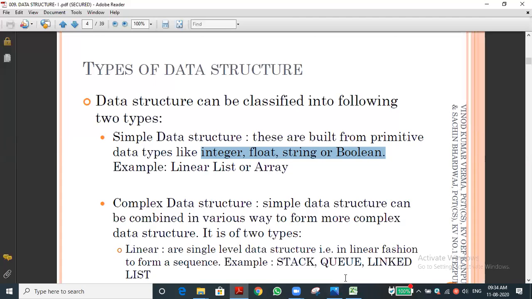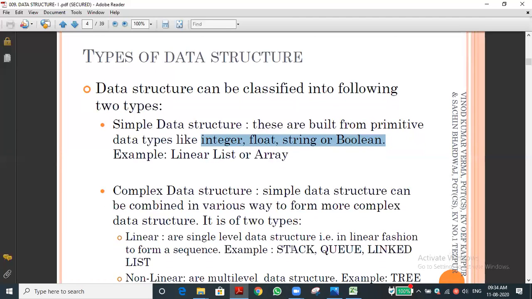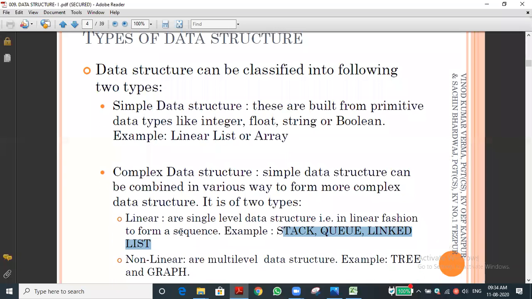Sorry, not dictionary. Stack, queue. These are examples, along with linked list. Of course, the list in our Python. In C++ or Java we have to say it is an array, and I will explain what an array is. And the complex data structure is again subclassified into two types: linear and non-linear.